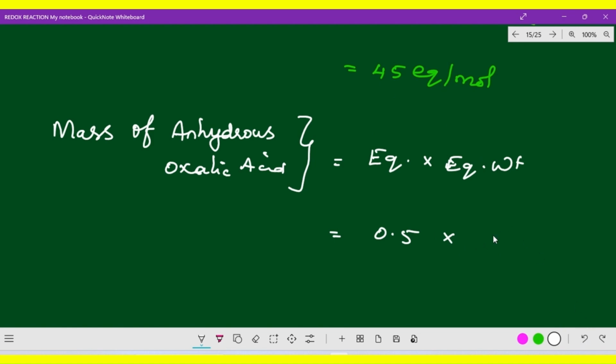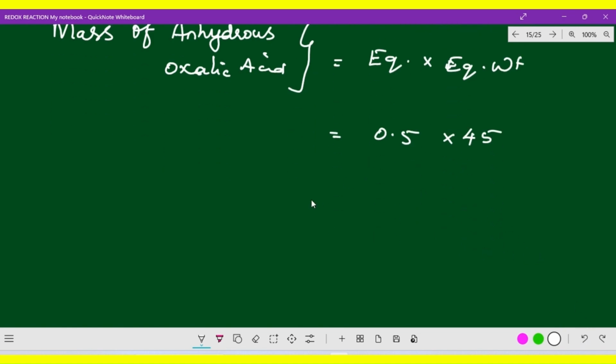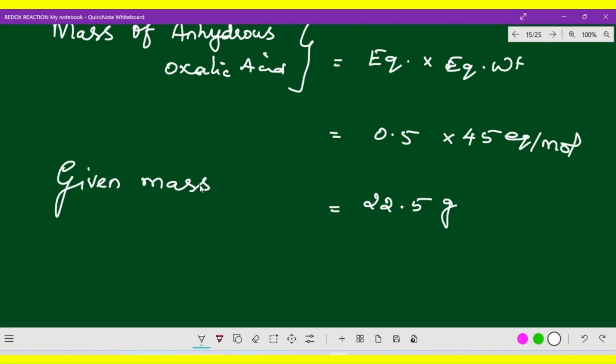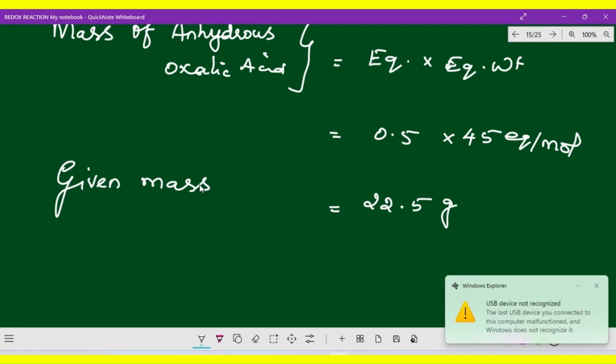So what is the answer you will be getting when you calculate these both? You will be getting this equivalent per mole, right? The unit and all are very important. So you will get 22.5. Here 22.5 grams. So this is actually the given mass. So this much mass we have taken for the reacting purpose, that point only. Okay, I hope you got that idea. Yes, come on, let us go for the next one.